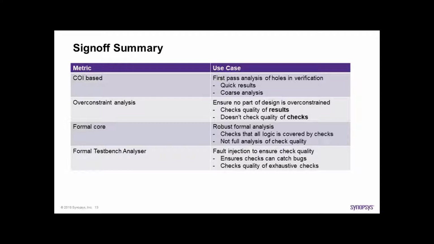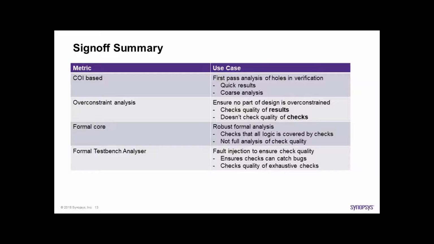So in a summary of the different sign-off methodologies that we've looked at, we have cone of influence analysis, and that shouldn't be discounted. It's a worthwhile thing for you to run as a first pass to analyze if you've got holes in your verification. Just figure out at the moment roughly what am I looking like. If I covered 50% of my logic, it's probably not worth trying to go through the sign-off motions. If I've covered all of my logic at this level, then I can actually start moving forward.